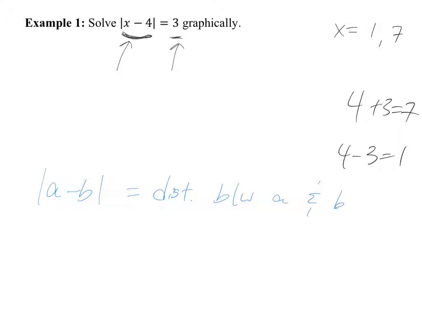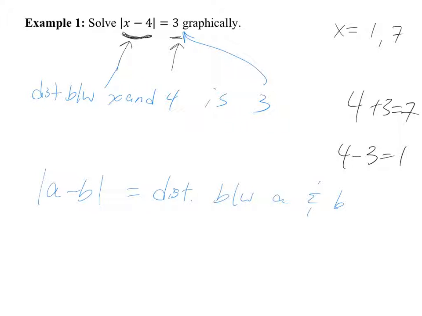So in this case, again, we could say the distance between x and 4 is 3. That's what that statement is saying. So what could x be? 7 or 1? Again, start at 4. Everybody, think about the number 4 in your mind. Go 3 units below, you get to 1. Go 3 units above, you get to 7. That's all this is doing.